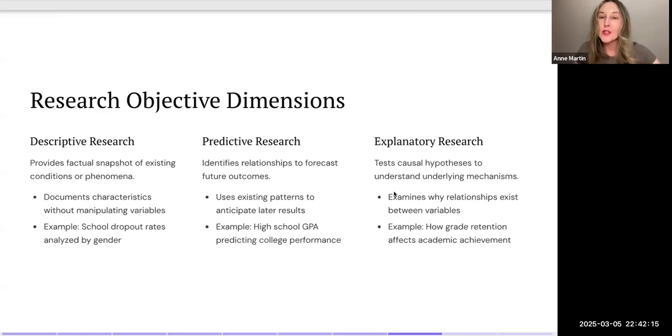And then finally, explanatory research. This type of research is testing causal hypotheses to understand if the independent variable is causing the latter. And so this can help you understand if there is a causal relationship, and then understand why those relationships exist. Is it a causal relationship? Is it something else? For instance, how grade retention affects academic achievement. So the cause there would be retention, and then the effect would be the outcomes on academic achievement.